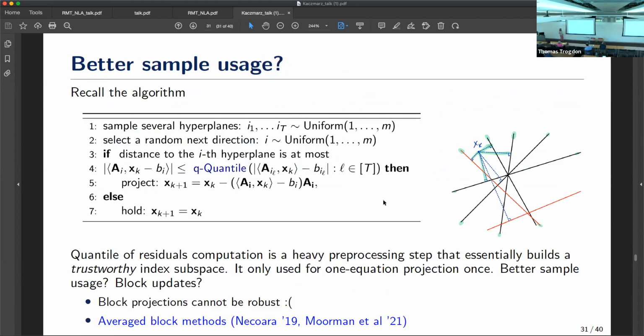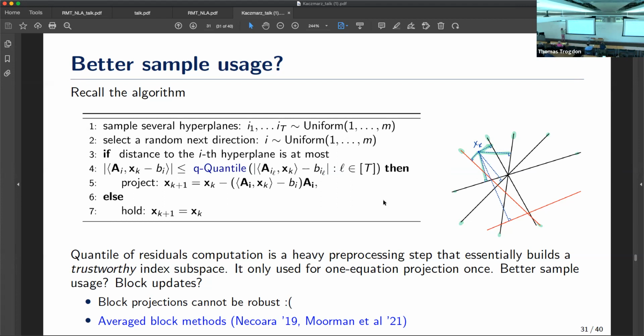Okay, last minute. What we do here is we looked at all the residuals, a big subsample, and we did this long pre-processing. As I said, it's long to look at all the distances. Now we said, this is our green trustworthy set, and we just projected onto one equation. We threw away everything else because after we moved, different equations become trustworthy. So we threw away lots of information which we accumulated in this exploration phase. So should we use all the green equations? Can we do block projection on all the equations which we found nice?